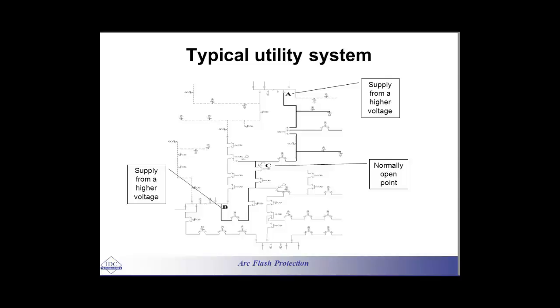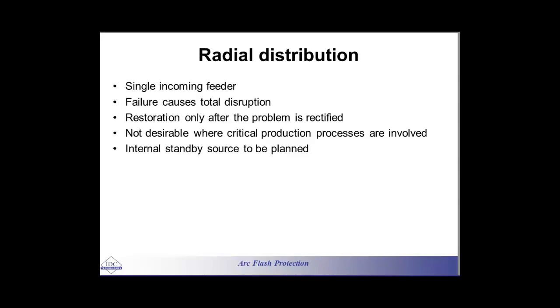This is just an example of a typical utility system. As you can see, we have a number of buses, transformers, and different voltage levels. Some of the bus bars are at the same voltage, but many of them are not. For any of them, you can see that we have a distribution transformer. So the supply is coming from different points and not from one point.